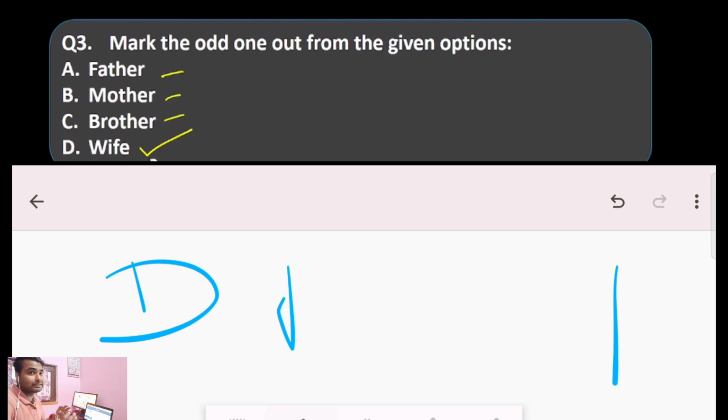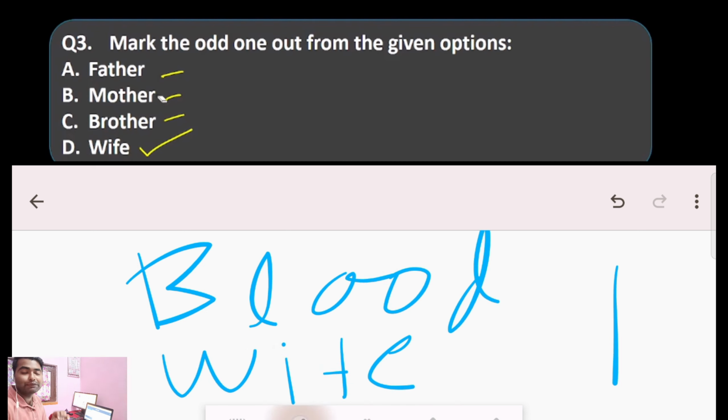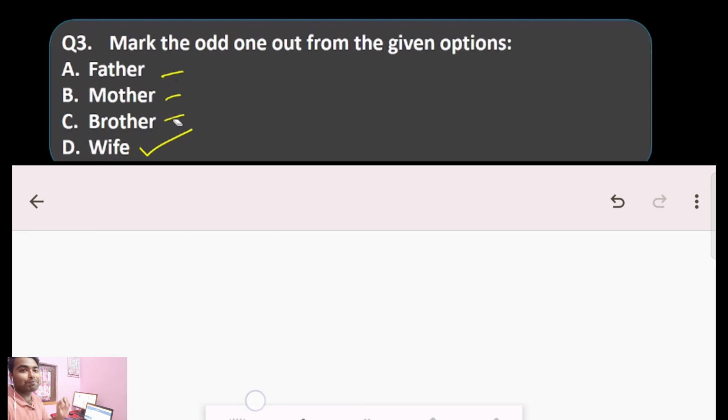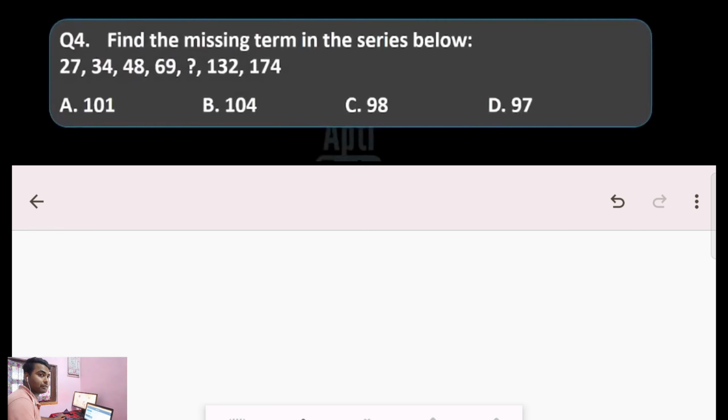The reason is pretty simple. The first three options, father, mother, and brother, are blood relations, but the fourth option, wife, is not a blood relation. That is why D is the correct answer. If you got the third question right, you have answered three questions rightly. Congratulations to you. So let's move on to the fourth question.